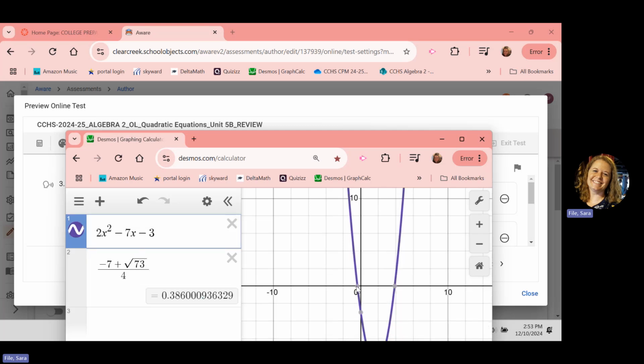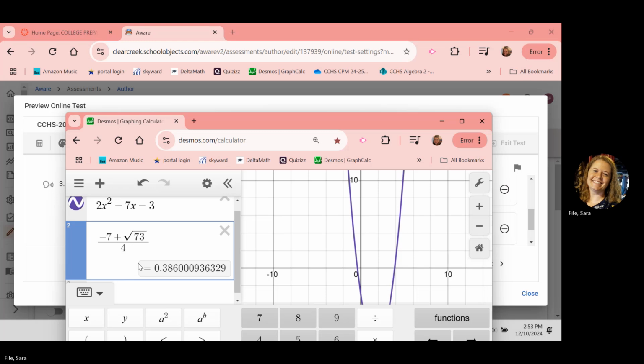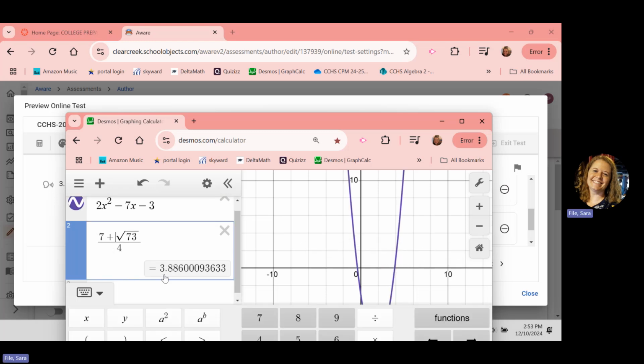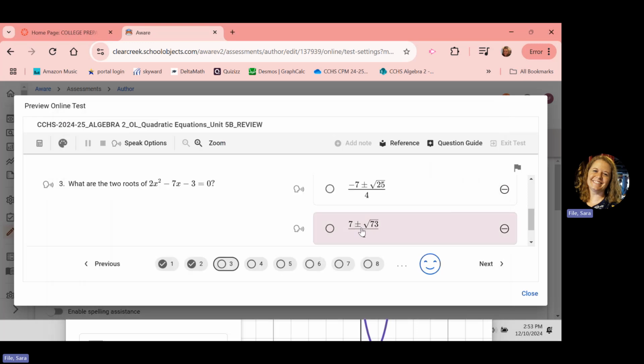Okay, so let's see if this matches one of our decimals. Ooh, close, but no, it has the wrong sign here. Okay, so not that one. -7 and 25. I don't think that's going to work, but let's change this to a +7. And that does match here. And then if I change this to the minus, it will match the other decimal. So the plus gives me this 0, and the minus gives me this 0. So that's our answer. It's the one with the +7 plus or minus the square root of 73 over 4.